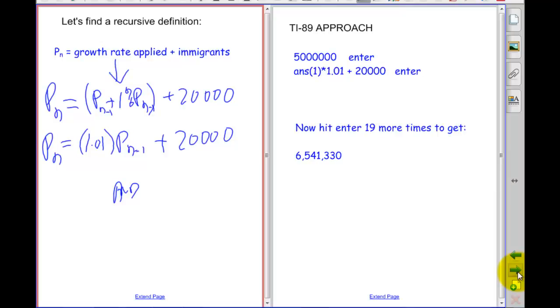Answer times 1.01 plus 20,000 and enter. Hit it 19 more times and see if you match 6,541,330. Okay, you get there? It's a match. Did I count right? Actually, it says in 20 years. After you hit enter the first time, that's the first year, so 19 more times to get it after 20 years. You have to be careful with that.